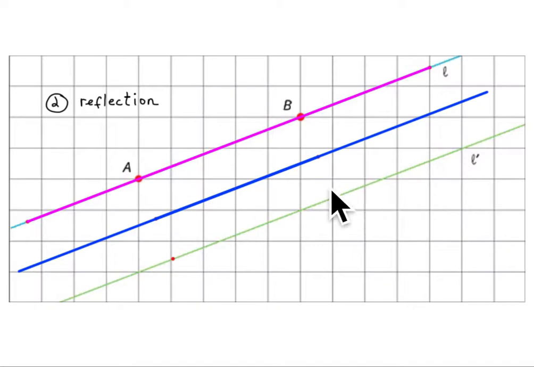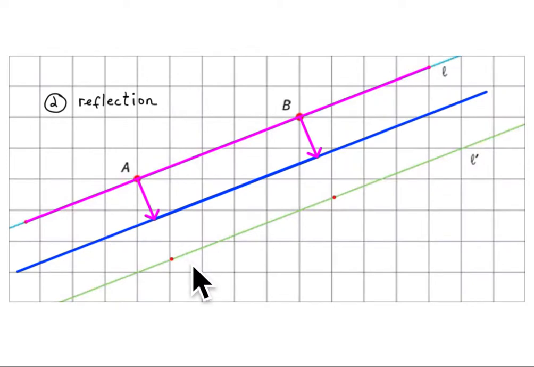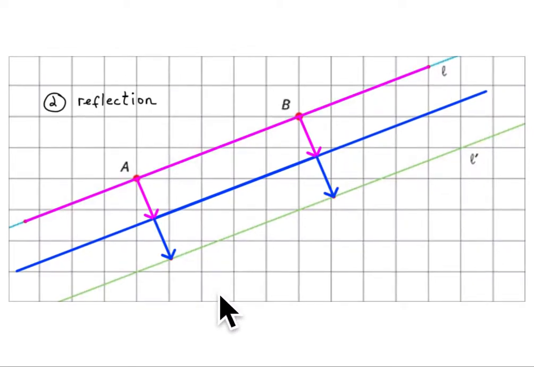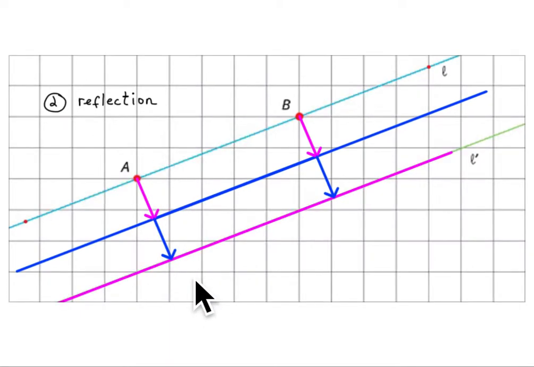So reflection is just now a movement in a perpendicular direction to its corresponding point, which is an equal distance away on the other side. So that's one distance, and that's the equal distance. It's moving at a right angle or in a perpendicular direction, and so that's moving line L to L prime. So that is a reflection.